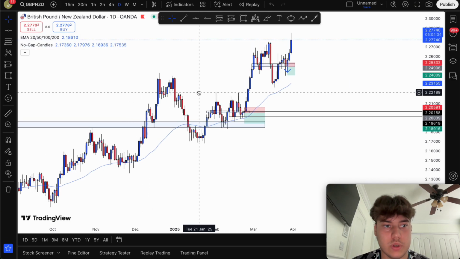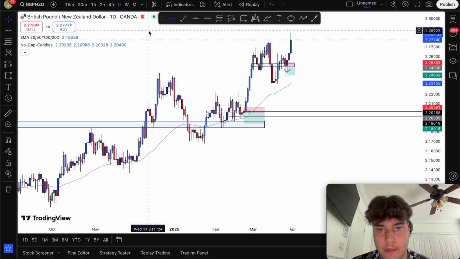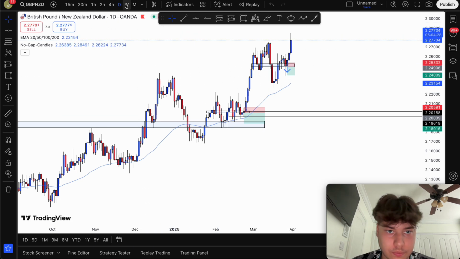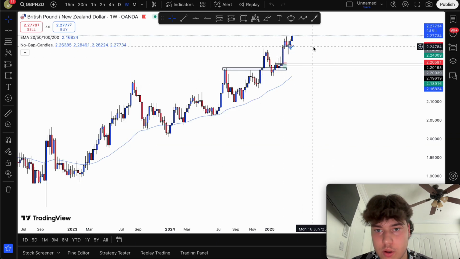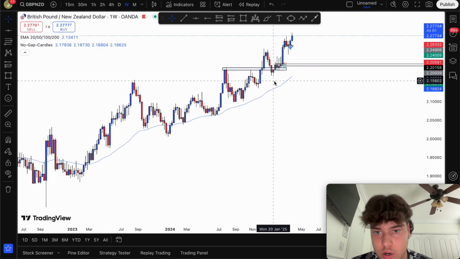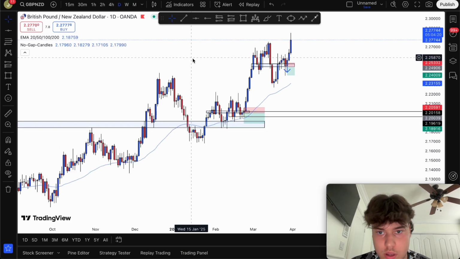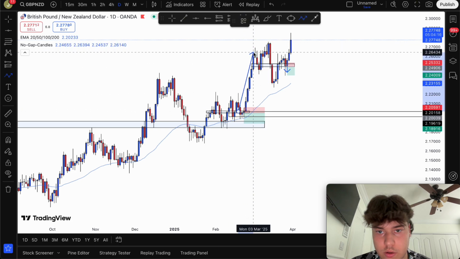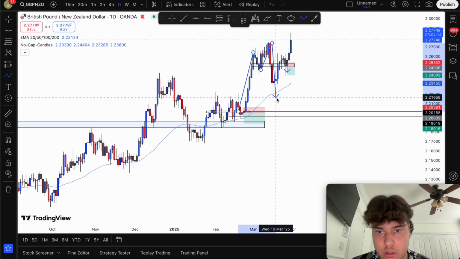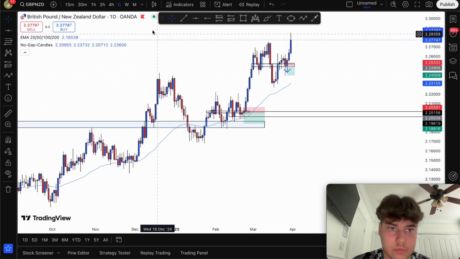The next trade for the week is GBP NZD. We took a loss here. Let's go over it. On the weekly time frame, we were bullish. This was our higher low and this was our higher high. On the daily time frame, we were bullish. Then we had shifted structure to then bearish.